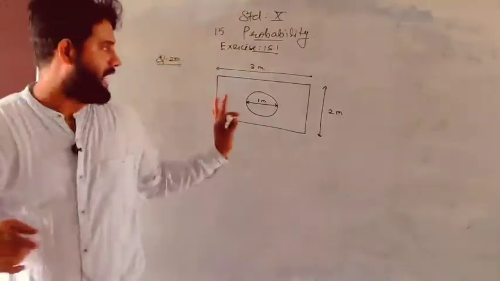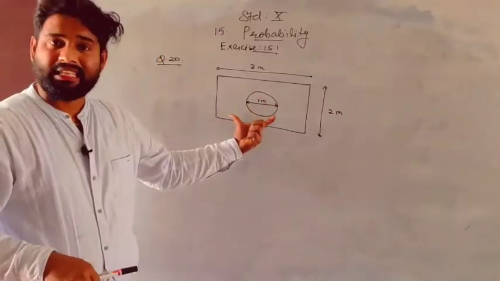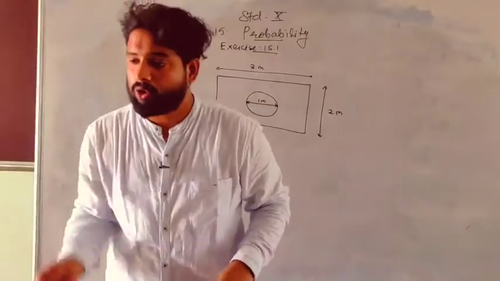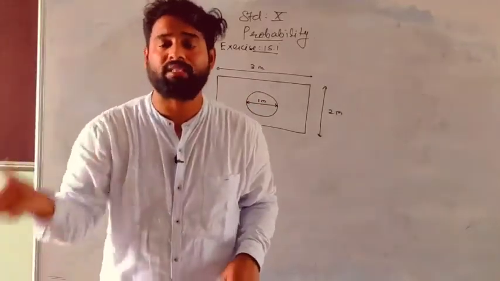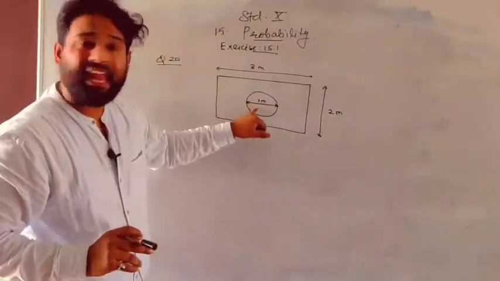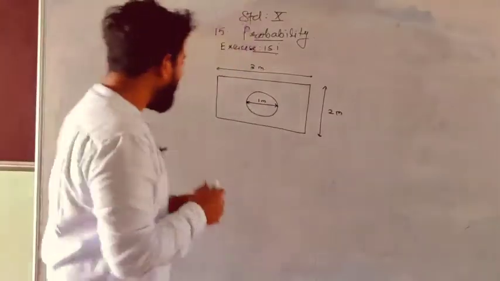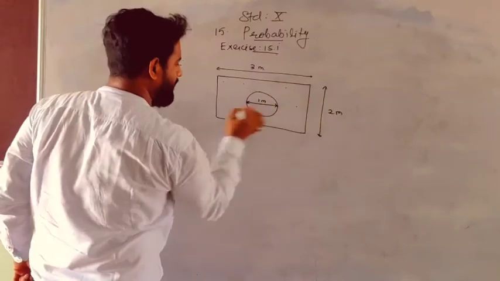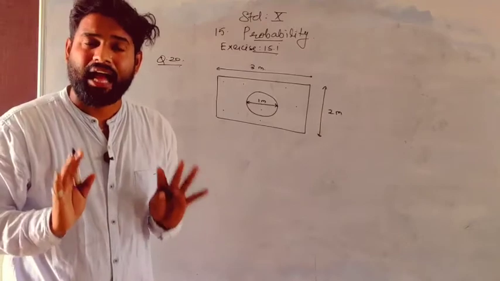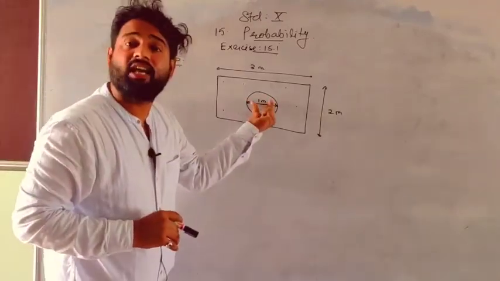Now suppose this diagram is there on some desk or some floor. This rectangular region is there, and inside a circle is there. Now you are about to throw a dice. What is the probability of that dice landing in this region? When you throw a dice, it can land anywhere, like here, anywhere it can land, right? But I want to find the probability of that dice landing in this circular region.